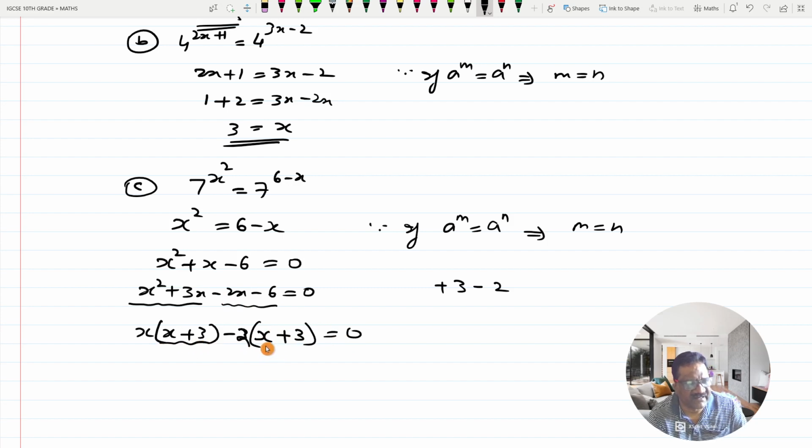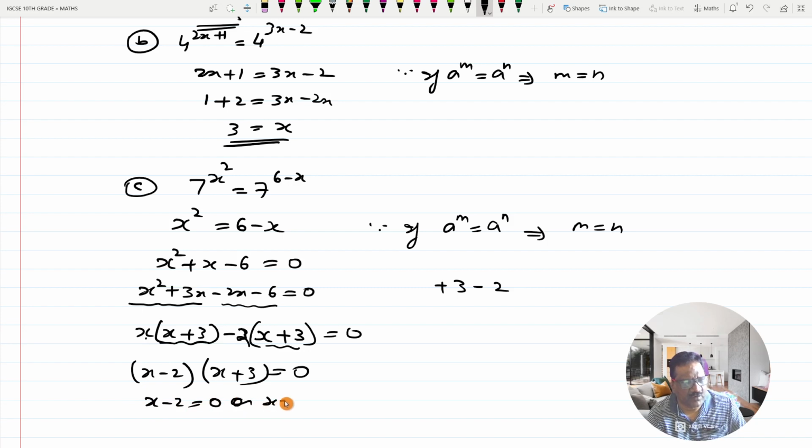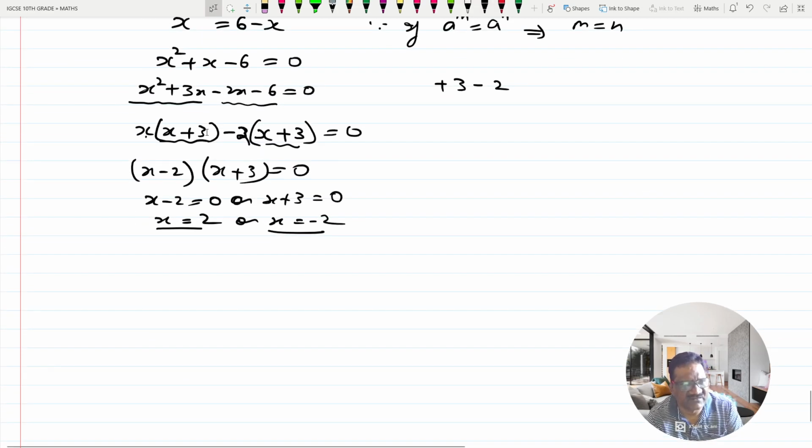Now you can see you are getting a repeated bracket of x plus 3. So the product will be x plus 3 times x minus 2 equal to 0. Now this implies that x minus 2 equal to 0 or x plus 3 equal to 0. This in turn implies that x equal to 2 or x equal to minus 3. So these are the answers for x for question number 1C. So x will be either 2 or minus 3.